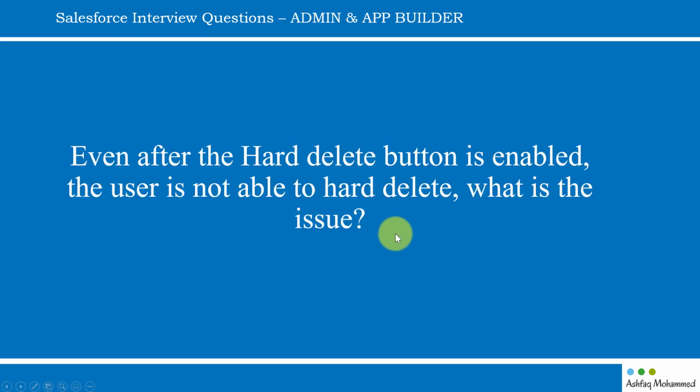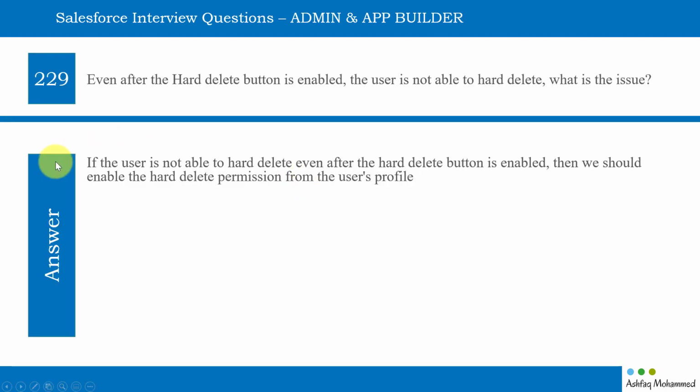Okay. So even after the hard delete button is enabled, the user is not able to hard delete. What is the issue? Even sometimes after we enable this, it gives an error. It will not allow us to hard delete. So what could be the problem? If the user is not able to hard delete even after the hard delete button is enabled, then we should enable the hard delete permission from the user's profile.